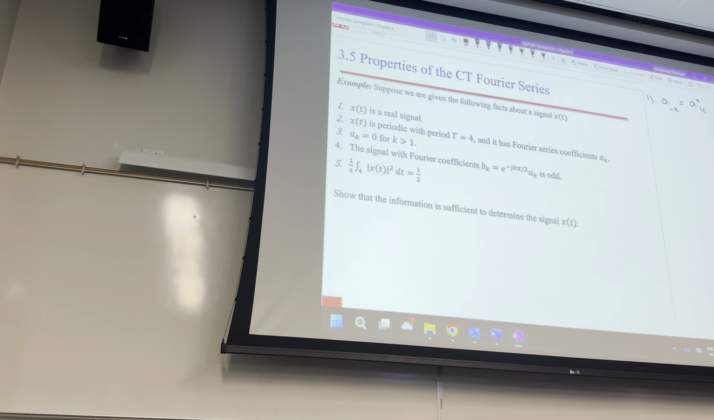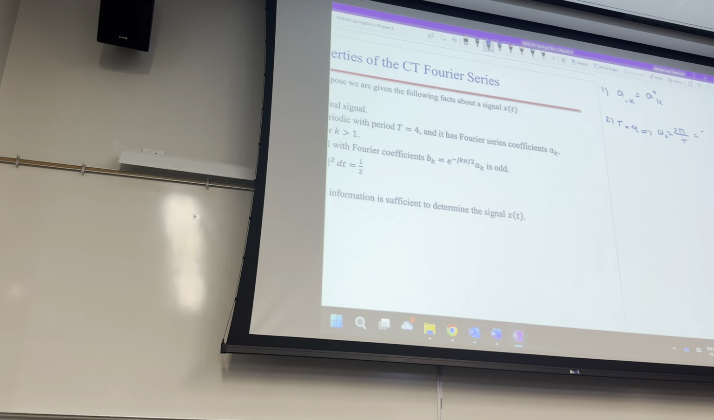So the second one: x of t is periodic with period T equals 4 and it has Fourier series coefficients a k. The first one by itself maybe didn't give us this information, but with the second one we know that we have Fourier series and so on. If we have x of t as a real signal, we cannot say that property. Remember, this is the combination of 1 and 2. If it is periodic, then we can say that. So we have T equals 4. Then omega naught is 2 pi over T, which is 2 pi over 4, pi over 2.